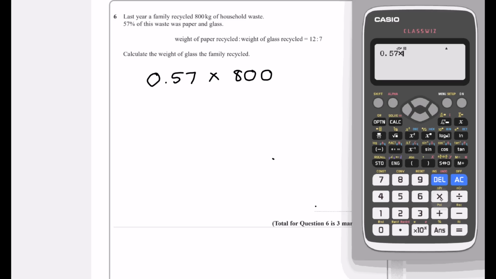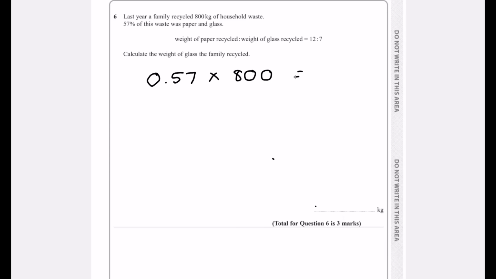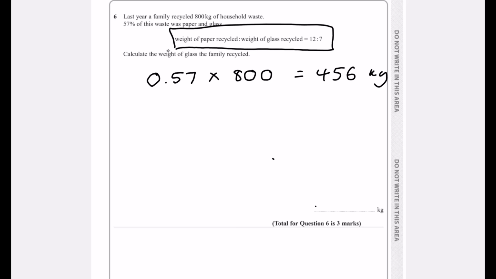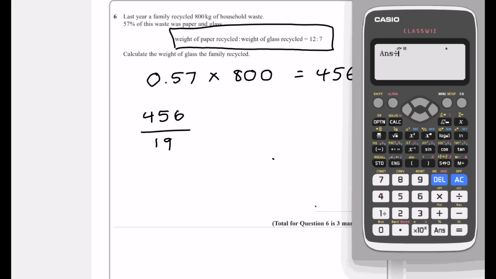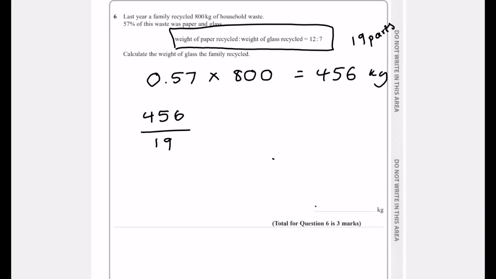0.57 times 800, 456 kilograms. That's paper and glass together. And then we've got a ratio for paper and glass. So there are 12 parts and 7 parts. 12 plus 7 is 19. So 456 shared out between the 19 parts. 24. So each part is 24 kilograms.